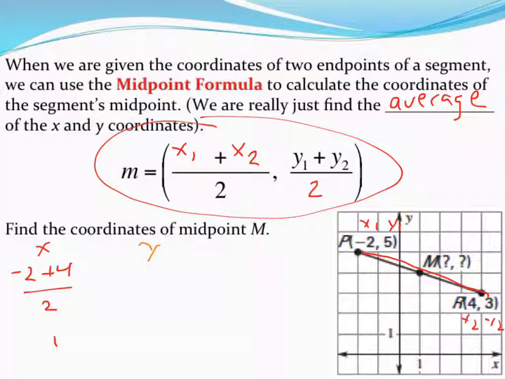Let's do the same with our y coordinates. So I'll label that y. My y1 value is a 5. My y2 value is a 3. And then I'll take half of that because I want to find the middle, the average of it. So 5 plus 3 gets me 8. Half of 8 gets me 4.